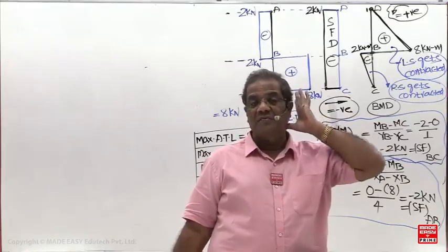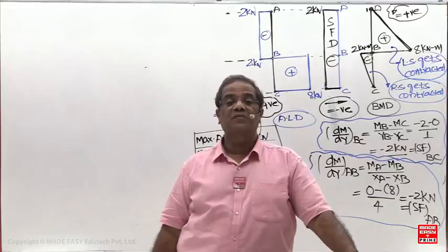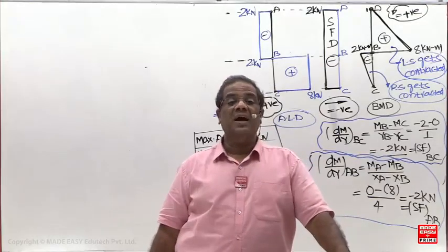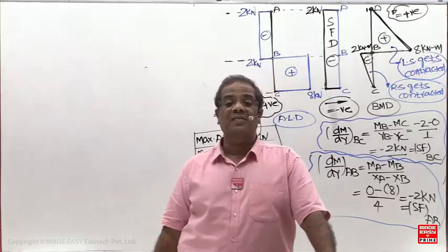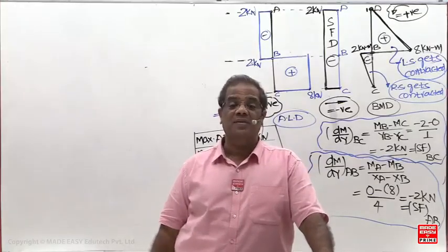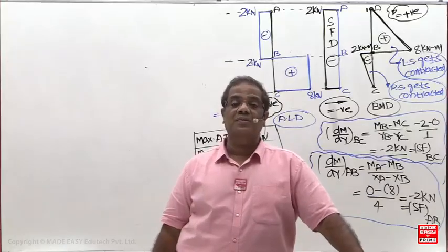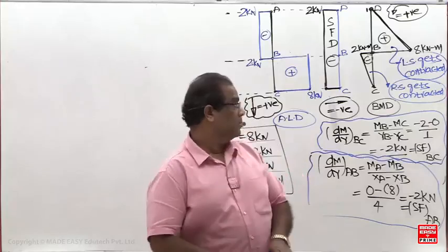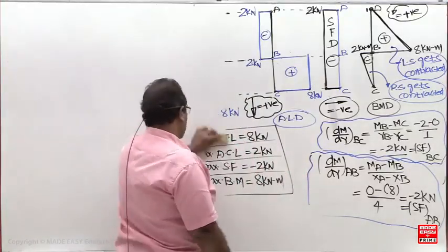The generalized sign convention for shear force is this: when the shear force on either side of the cross section forms a couple in clockwise direction, it is positive. When the shear force on either side of the cross section forms a couple in anti-clockwise direction, it is negative. That is the generalized one, valid for any member now.